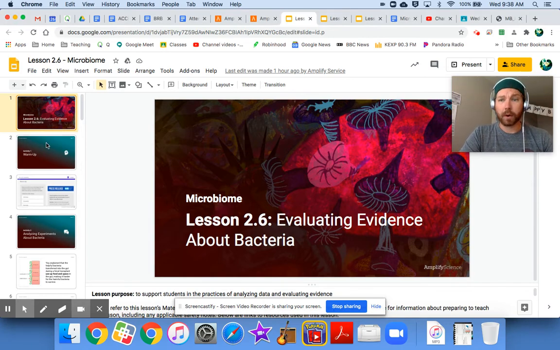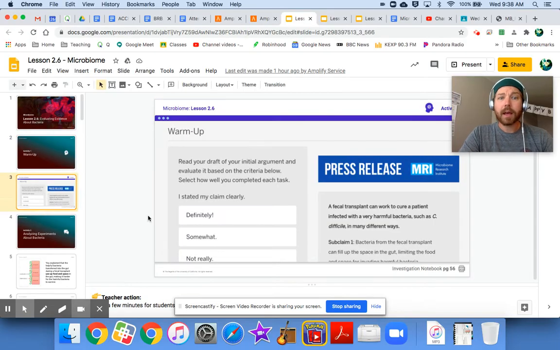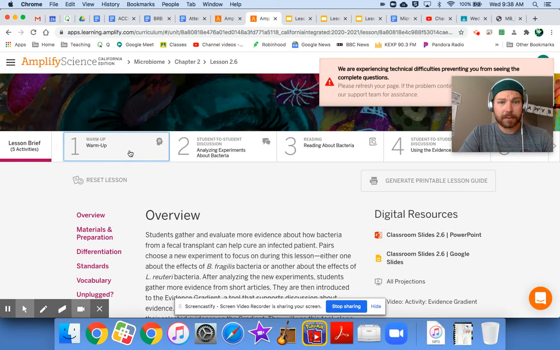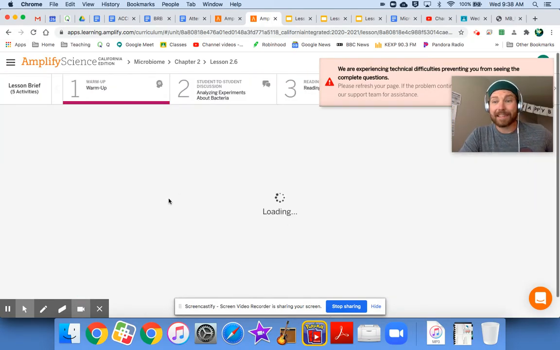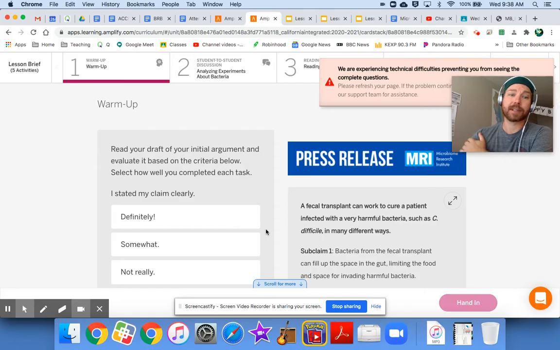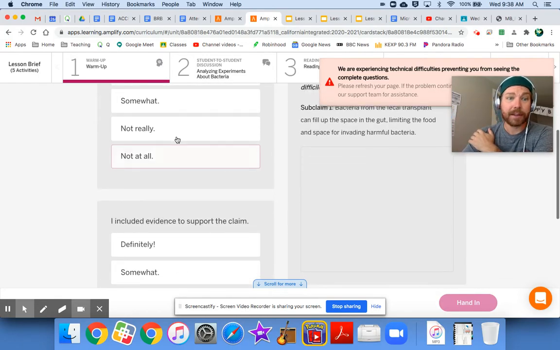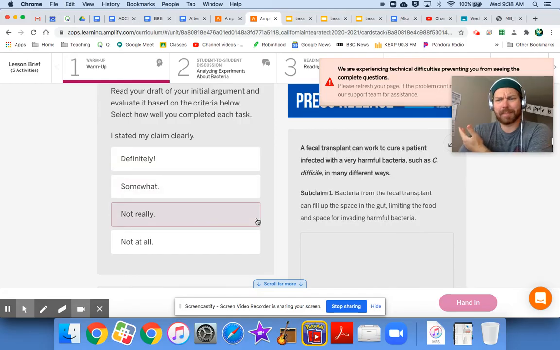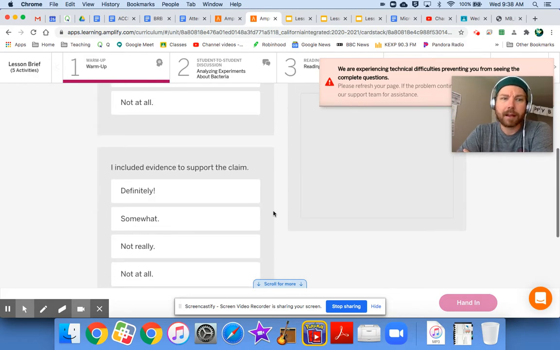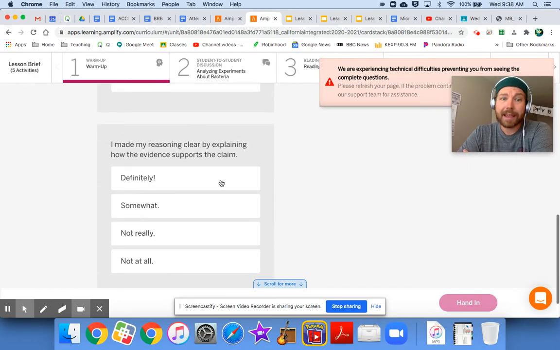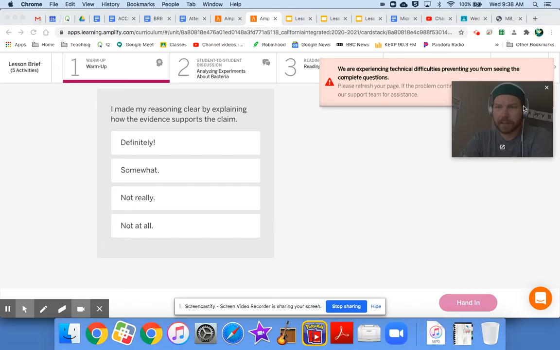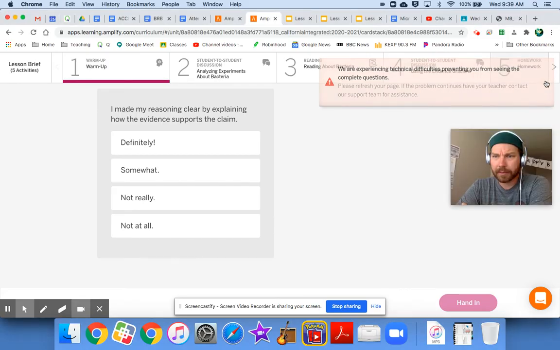Let's jump to our warm-up. I'm going to open it right here in Amplify. It says, warm-up. It wants you to read your draft of your initial argument and evaluate it based on the criteria below. Select how well you completed each task. Did you state your claim clearly? And be honest with yourself. I'm not grading you right now based on whether you say definitely or not at all. Did you include evidence to support the claim? And did you make your reasoning clear by explaining how the evidence supports the claim?